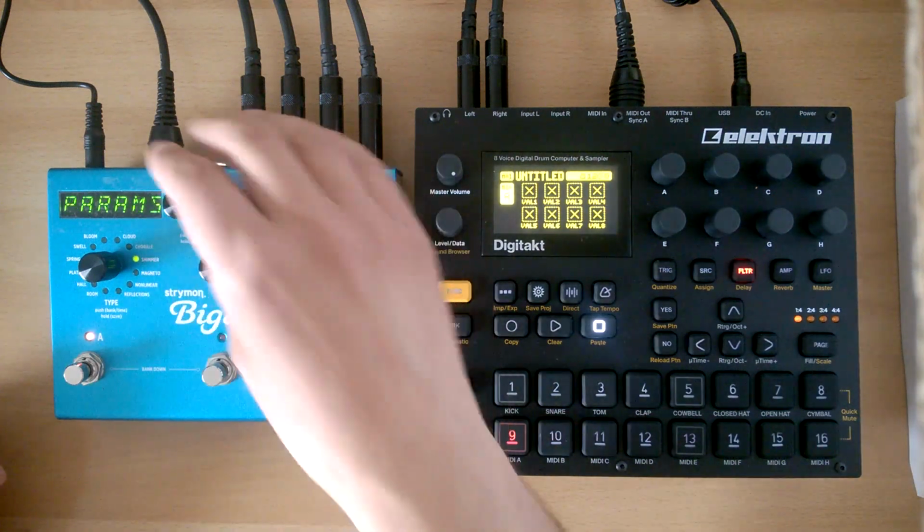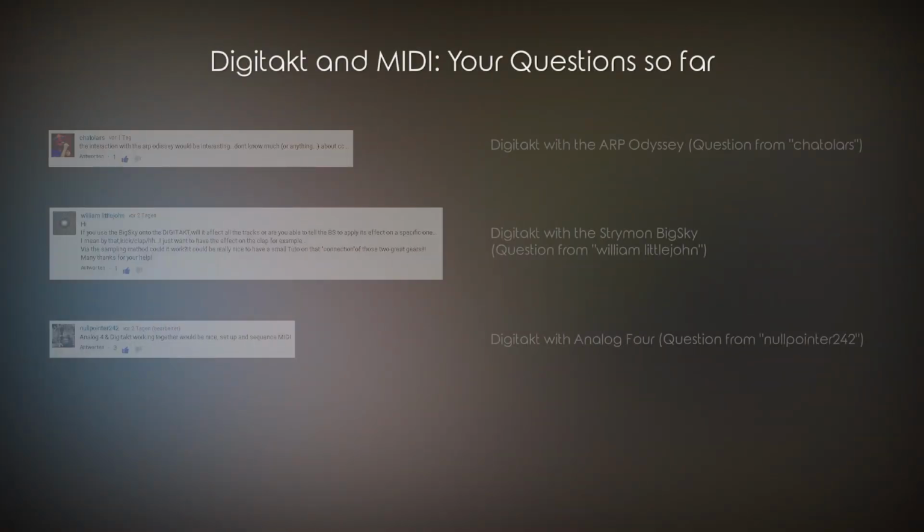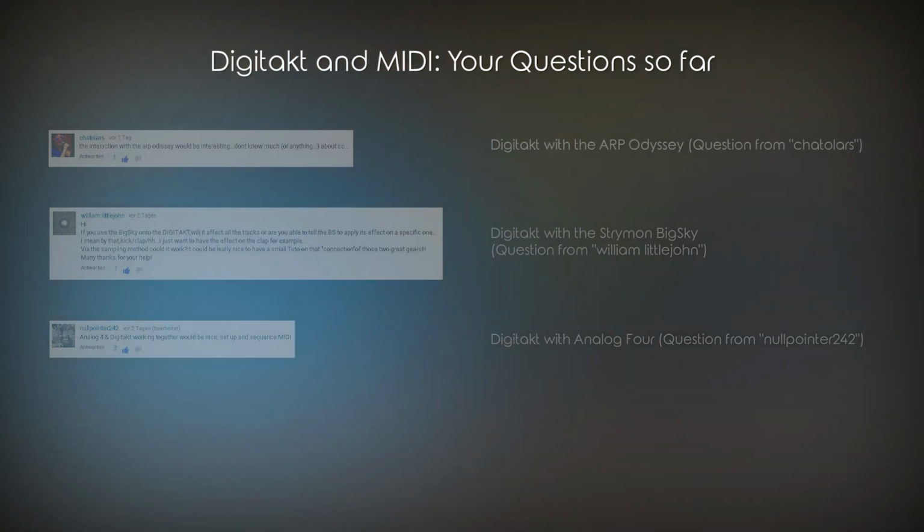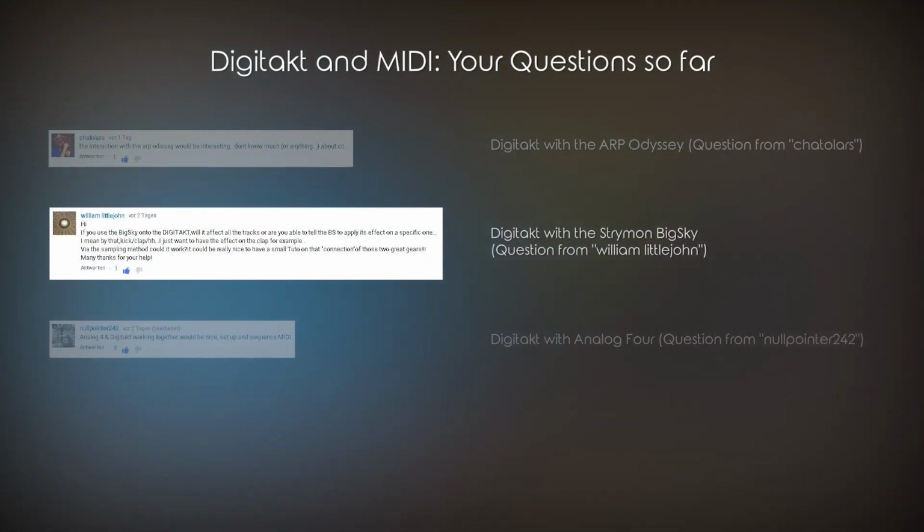Now, in my last video, I answered a question from Chatolas, who wanted to see how the Digitakt works together with the ARP Odyssey. Link is coming up in the top right corner if you've missed it. And in today's video, I want to show how the Digitakt works along with the BigSky. So without further hesitation, let's get started.